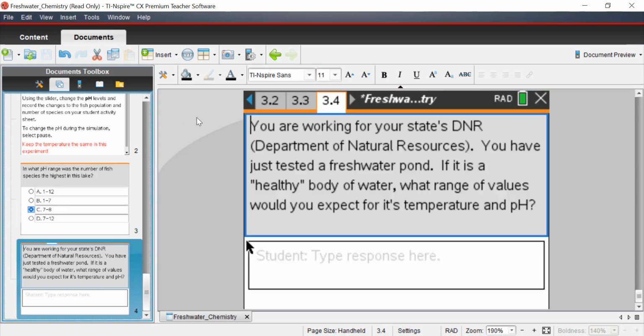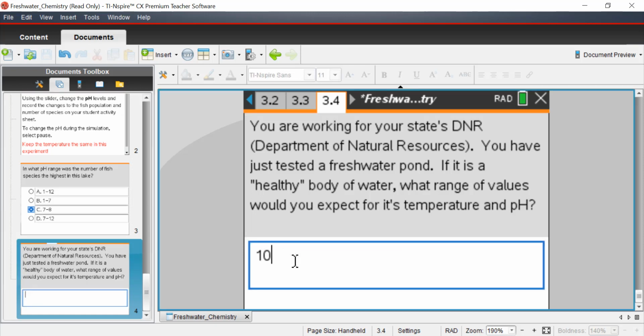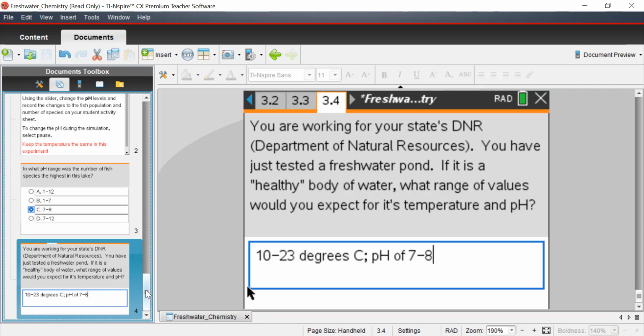And let's run a scenario past you. Let's say you're working for your state's DNR, which is Department of Natural Resources. Every state has a DNR. You have just tested a freshwater pond. If it is a healthy body of water, what range of values would you expect for its temperature and its pH? Well, we saw on the temperature side, if you guys remember, we were between 10 to 22, actually 23 degrees C. And then on the pH range, we had a pH range of 7 to 8. So those are our optimal conditions for this particular body of water.